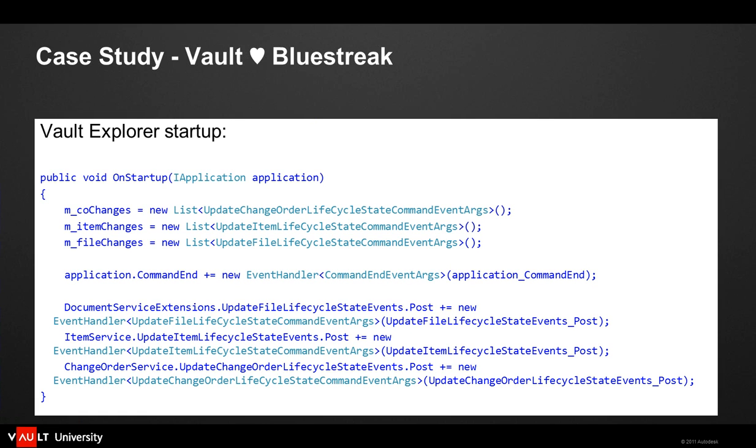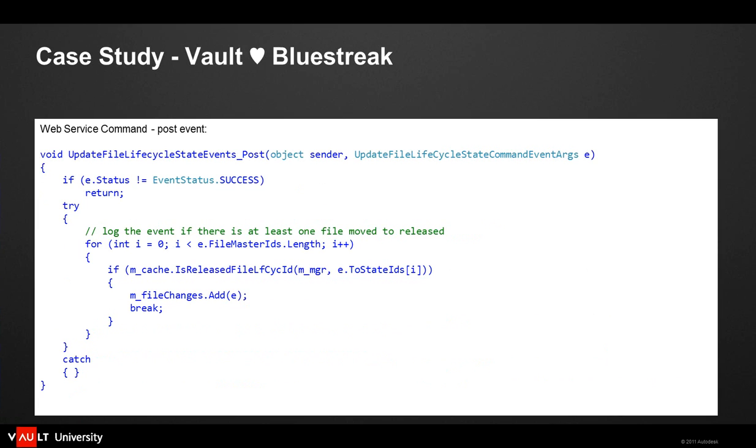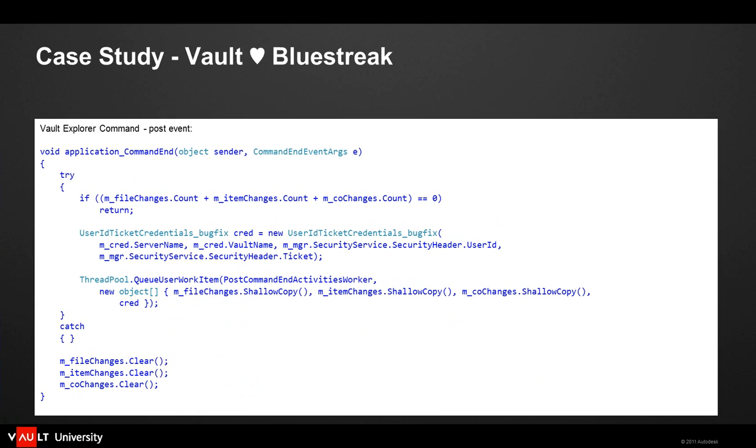So here's kind of what the code looks like. I think I'll skip most of the code. You can look at that on your own, but that shows all 4 of those parts. So here's the startup routine. I've got my web service post event for when a web service call is made. This is one example, the file example. All it does is put something in the list. I've got my Vault Explorer command post event where I check my lists and I spawn a new thread.